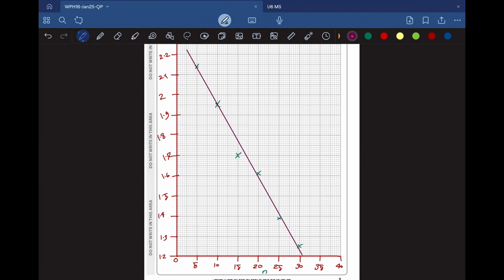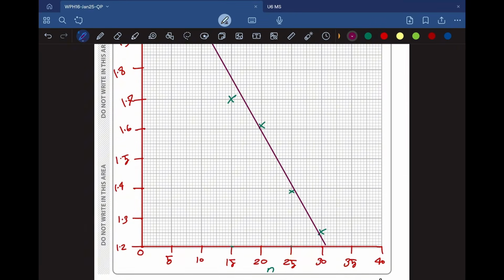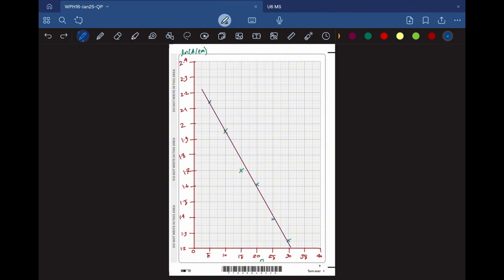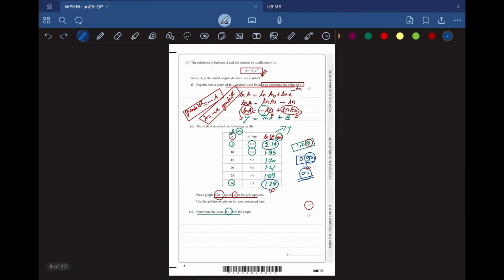So this is basically how we're going to draw this graph, and make sure the number of crosses above and below the line is the same. You guys can see here the number of crosses above and below the line is the same in this line of best fit for me, as there are 2 above and 2 below right here. So we are done with drawing this graph. Now let's move on to this question.